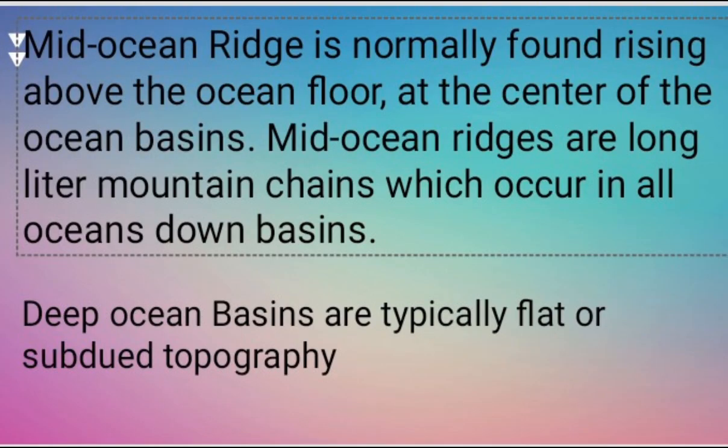Mid-ocean ridge is normally found rising above the ocean floor, at the center of the ocean basins. Mid-ocean ridges are long littoral mountain chains which occur in all oceans and deep basins. Deep ocean basins are greater than 4,000 meters in water depth. It is typically flat or subdued topography.